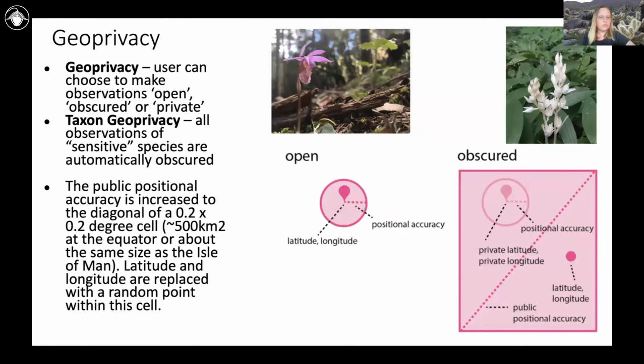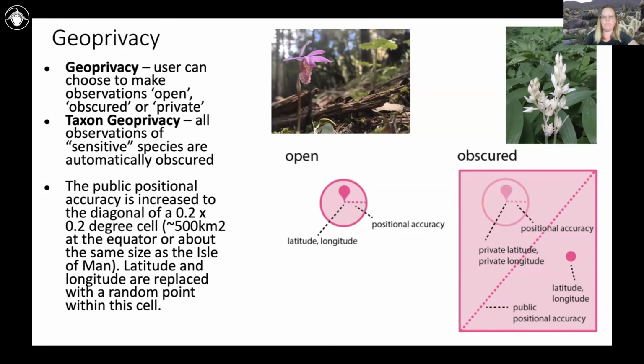So another thing to consider when making observations is geoprivacy. So there are basically three different designations you can use. It can be open, which is the default. It can be obscured, where you say, well, I'm in my friend's yard, in my friend's wetland, and found this cool orchid and I don't really want people to come see it, or this is a rare bird, I don't want people to come and disturb its nest or something.